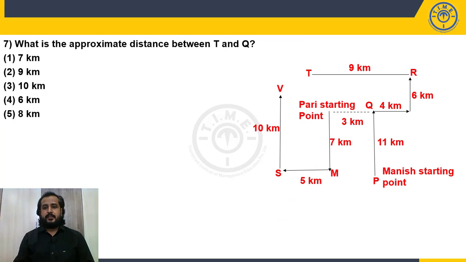What is the approximate distance between T and Q? So this is the approximate distance between T and Q. Distance between T and Q we need to identify. So form a right angle triangle. So let's draw the separate diagram.